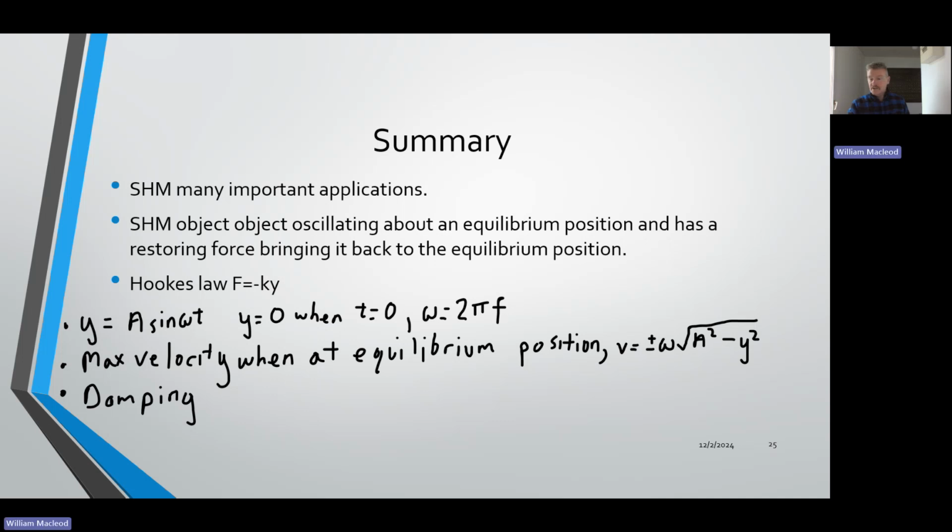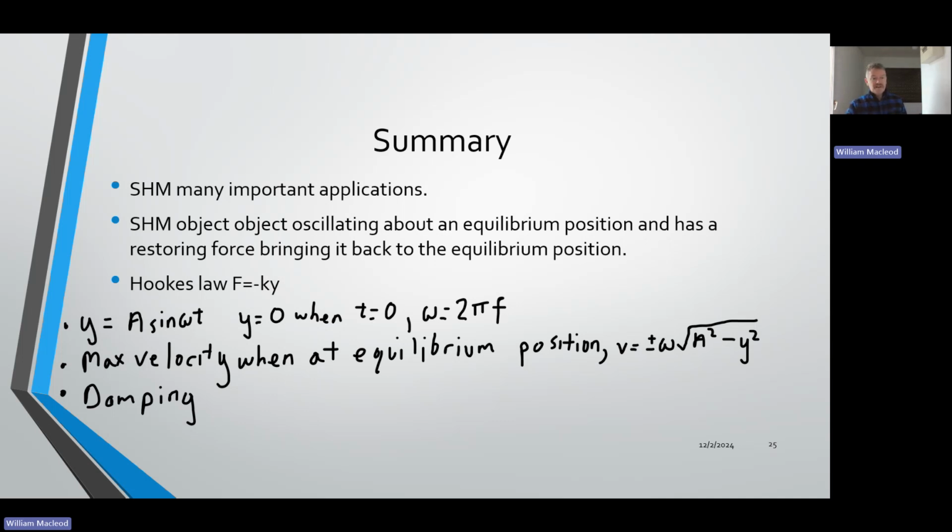So let's summarize what we've just discussed there. Well, simple harmonic motion has many important applications. It has applications in quantum mechanics, in engineering, all sorts of applications. Simple harmonic motion is an object that oscillates about an equilibrium position, and it has a restoring force bringing it back to the equilibrium position. We looked at Hooke's law, which is F is equal to minus ky, k being the constant. It's called the spring constant. We're dealing with a spring and a mass on it, and y is the displacement from the equilibrium position.